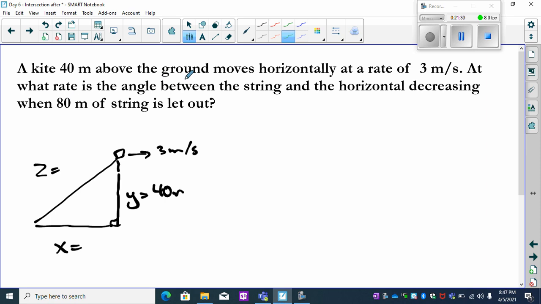They do tell me, however, they want me to find the rate at which this angle down here is decreasing as more and more string gets let out. So think about what's going to happen to that. All right, if this kite moves this way, z's definitely growing. Okay, x is getting bigger. Y is constantly staying 40 meters. That angle is decreasing. That's kind of the setup of this question.